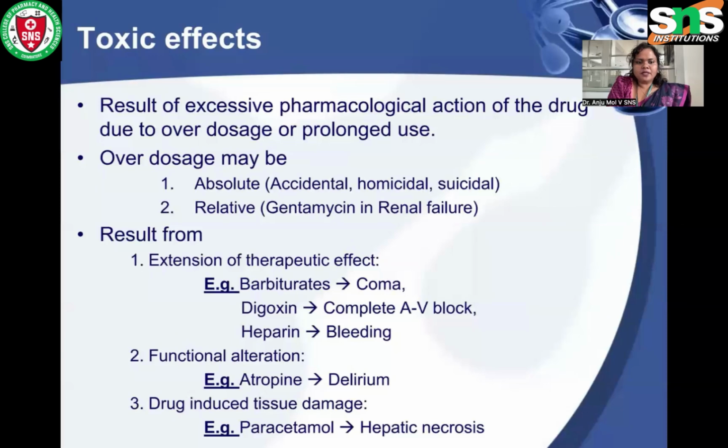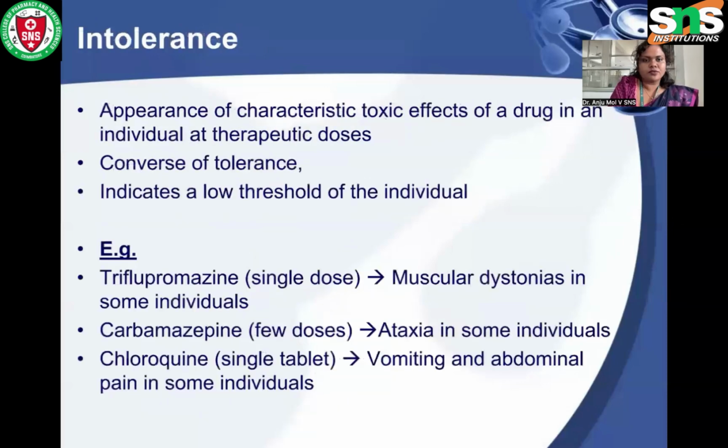So it results from, first one, extension of therapeutic effect. Example is barbiturate, which causes coma. Digoxin, that is complete AV block. Heparin, bleeding. Second one is functional alterations, that is atropine causes delirium. Third one, drug-induced tissue damage. Paracetamol, as we all know, can cause hepatic necrosis.